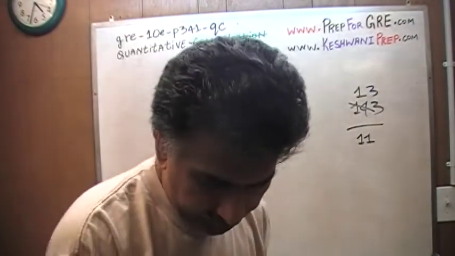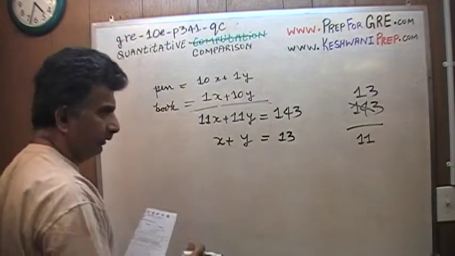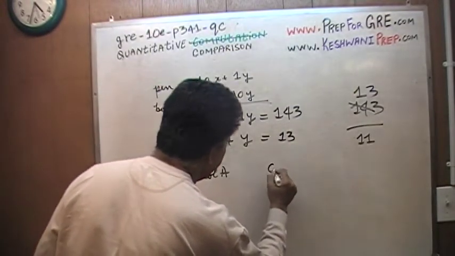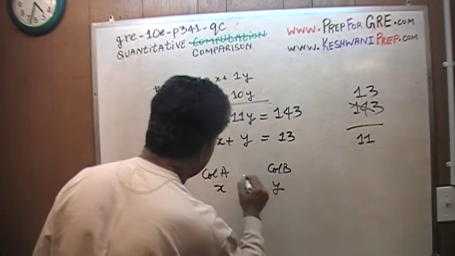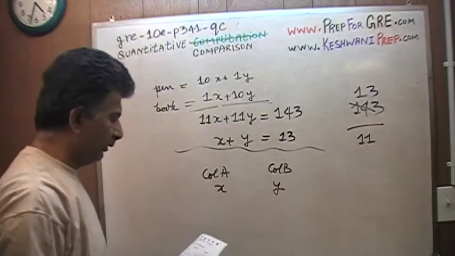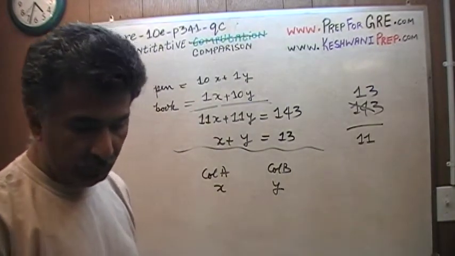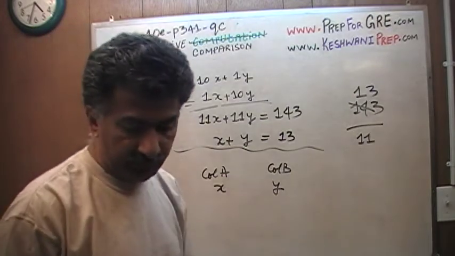So now we're ready to look at what it is that they want you to compare. What do they want you to compare? They want you to compare, let's put it here, column A and column B. In column A we have x, in column B we have y, and they want you to compare the value of x versus y. And all we know is that when you add up this x and y, the sum equals 13.